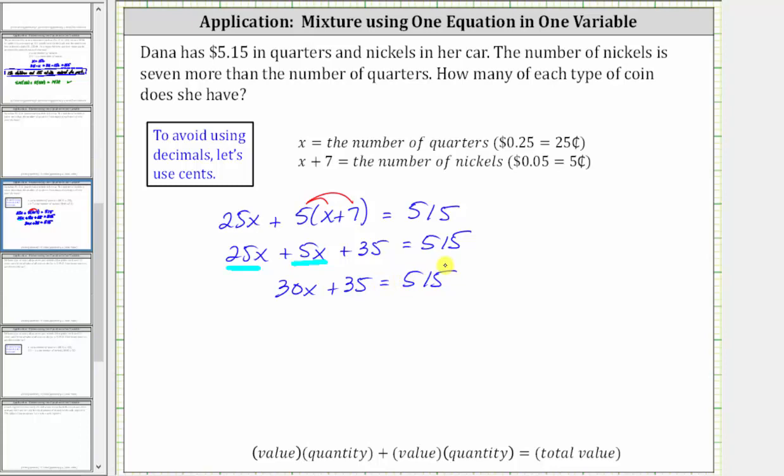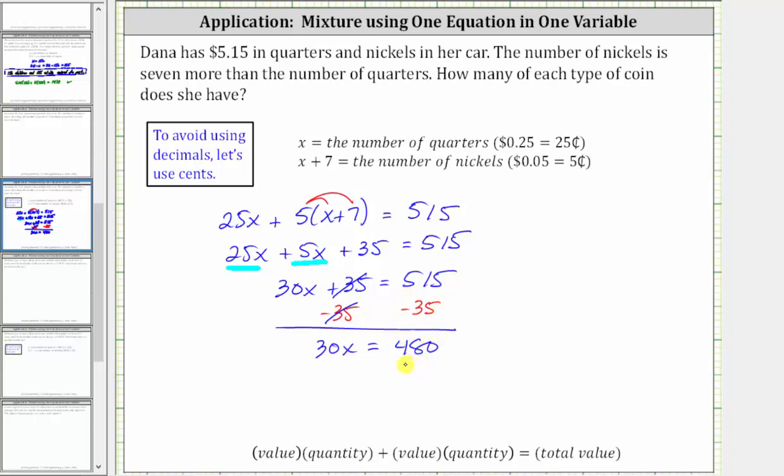The next step is to add or subtract to isolate the variable term of 30x. We need to undo plus 35 by subtracting 35 on both sides of the equation. Simplifying, 35 minus 35 is 0. The equation simplifies to 30x equals 515 minus 35, which is equal to 480.